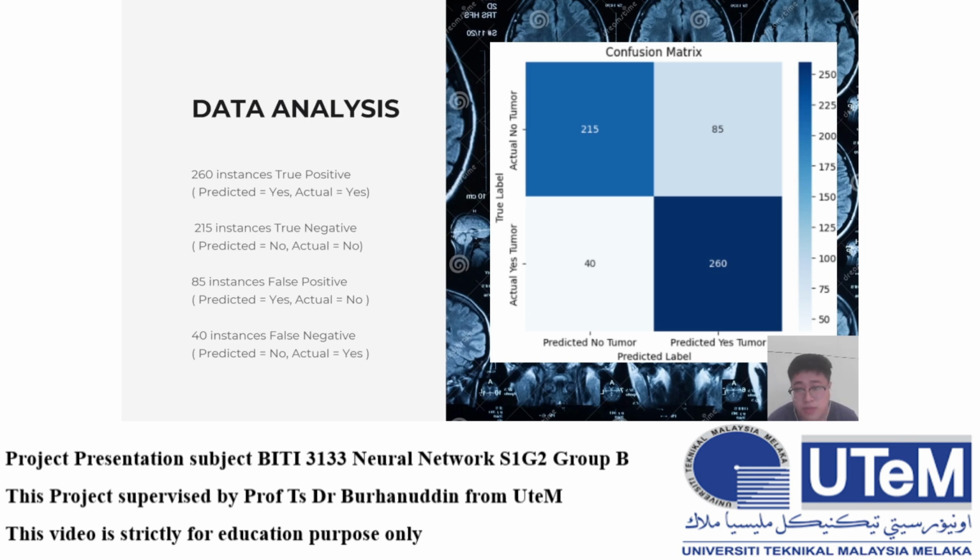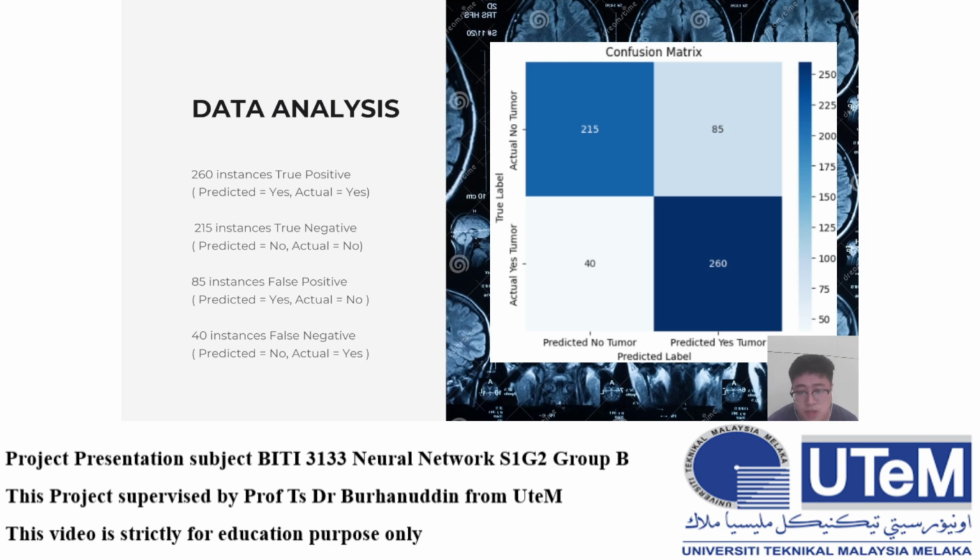In a medical context, this means a healthy patient might be incorrectly identified as having a tumor. In the bottom left, we see 40 instances where the actual label was yes tumor, but our model predicted no tumor. These are our false negatives. For brain tumor detection, minimizing the false negatives is critically important as it means a tumor could be missed. And finally, in the bottom right, we have 260 instances where our model correctly predicted yes tumor when the actual label was yes tumor. So these are our true positives.